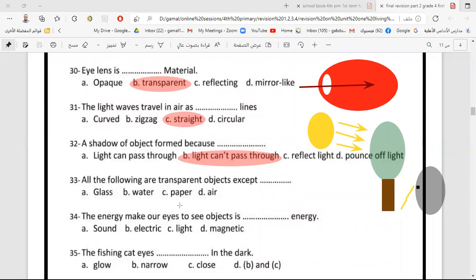All the following are transparent objects except: air, paper, water, or glass. Which is not transparent? Paper. Very good, my son. Paper, but the air is transparent. The glass is transparent and the water is transparent. Okay?